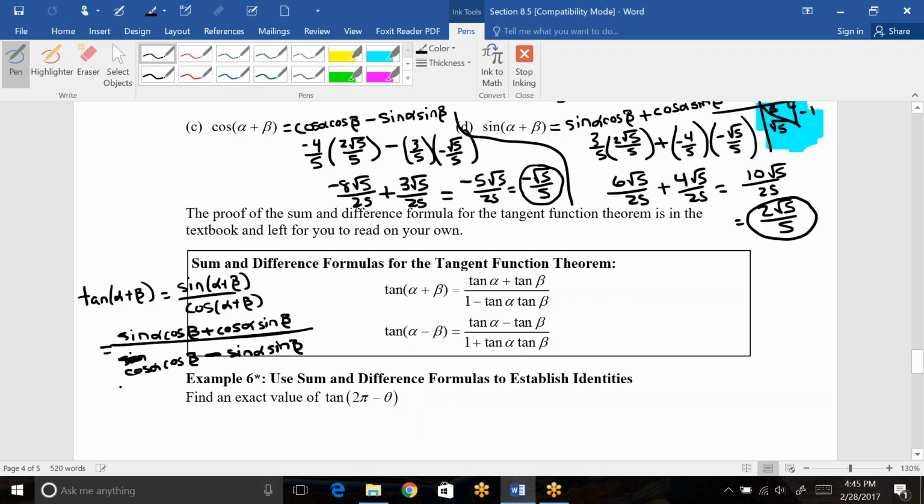So if you start with that, and this is something you can do as long as you do it to both top and bottom of the fraction, what they do to fix this is they divide every single piece of this fraction by 1 over cosine alpha cosine beta.